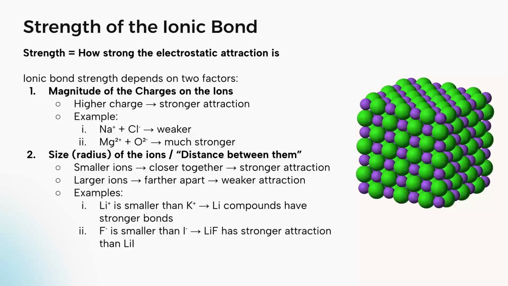So ionic bond strength depends on 2 factors. First, the magnitude of the charge on the ions. Second, the size of the ions, which basically means the distance between the ions. So the higher the charge, the stronger the attraction. Vice versa, the lower the charge, the lower the attraction. For size, smaller ions are closer together, so the attraction is stronger. The larger the ion, the further apart, the weaker the attraction. And here are some examples.